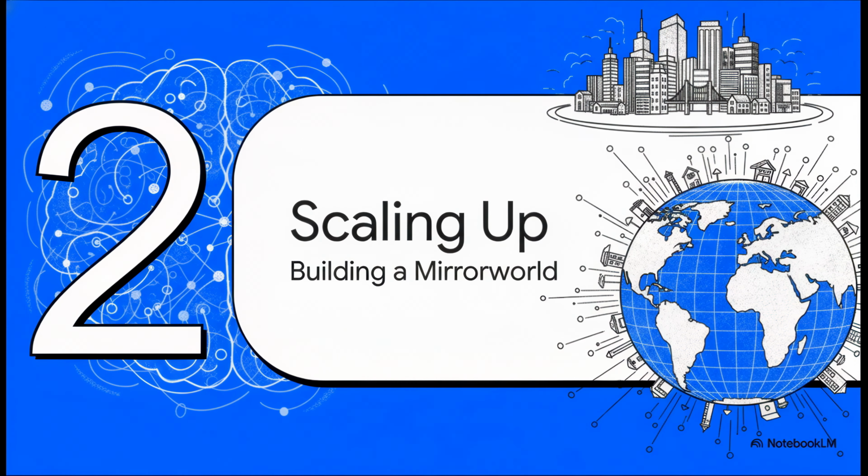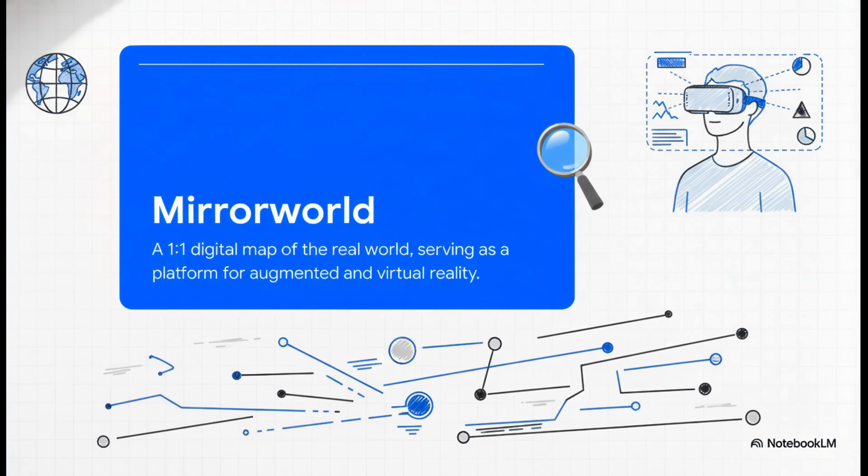Okay, so we've seen how designers build these convincing but contained worlds. But what if you take that idea and just blow it up to a global scale? I mean, what if you tried to build not just a city, but a perfect one-to-one digital copy of the entire planet? There's actually a name for this concept, a mirror world. Think of it like the ultimate map, a digital twin of Earth, so incredibly detailed you could layer things like augmented reality right on top of it. It sounds like sci-fi, but believe it or not, we kind of already have one.